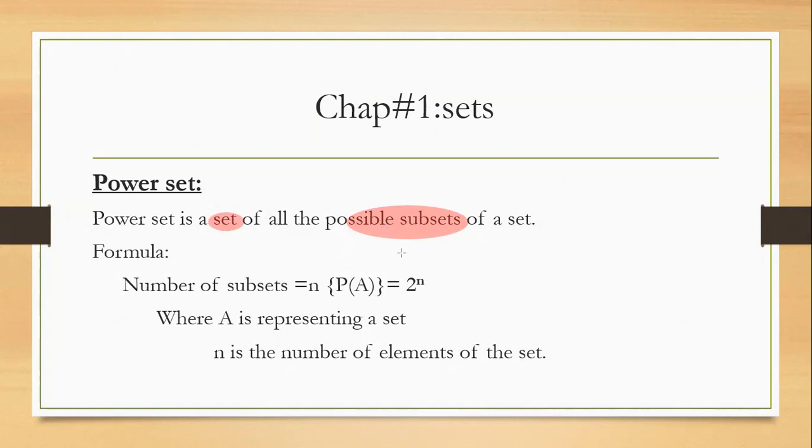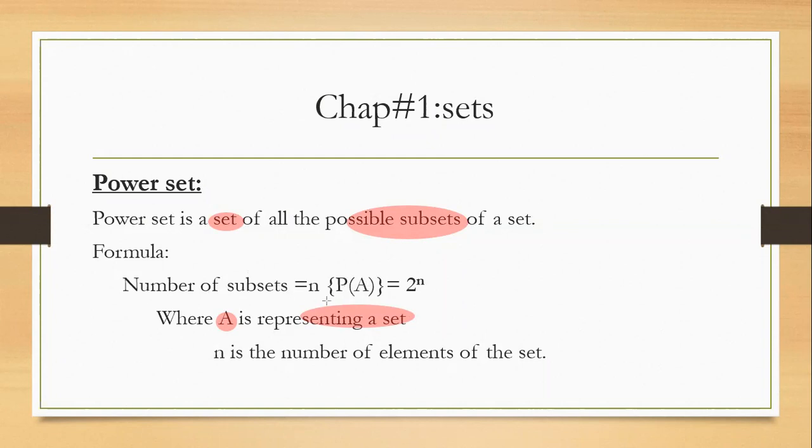First, we have to find how many possible subsets we have to form. The formula for finding the possible subsets, that means the number of subsets, is n(P(A)). P(A) means power set of A. Here A is representing a set. If your set is B, with the notation you can write P(B).